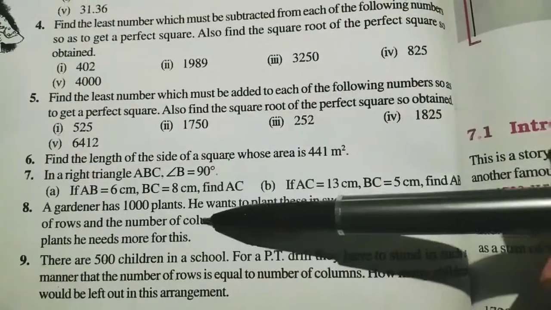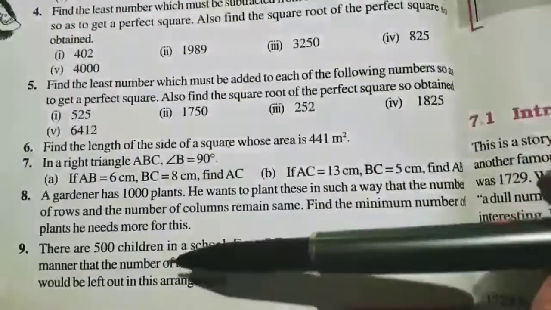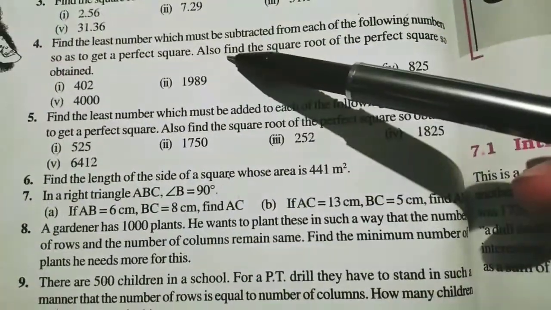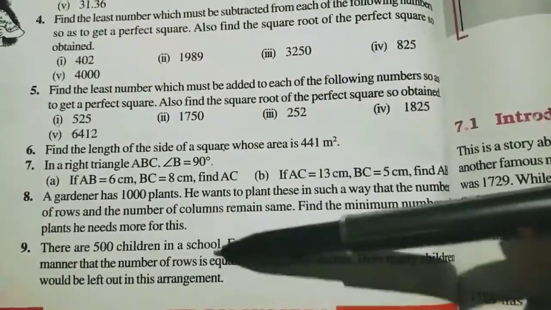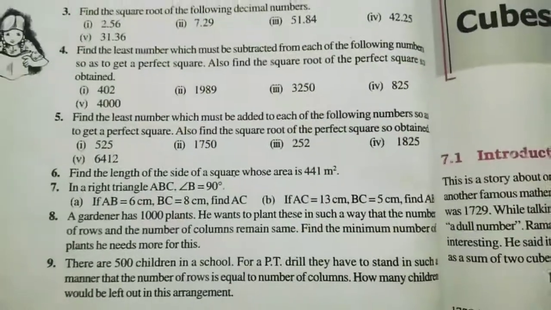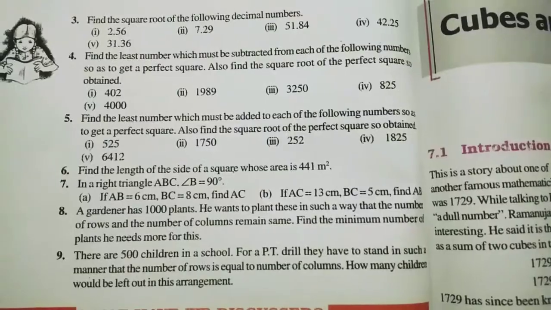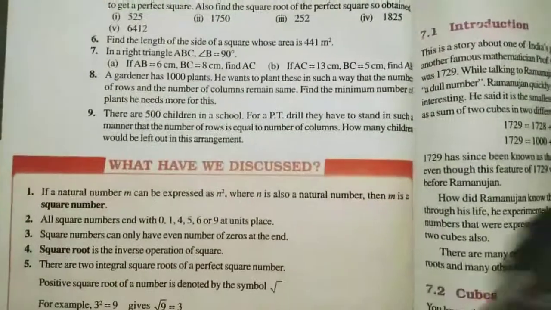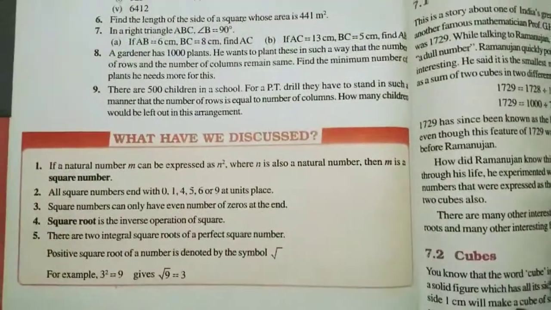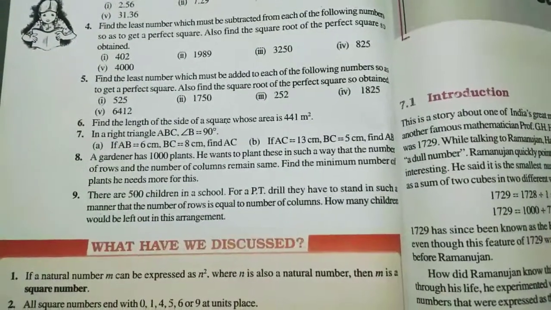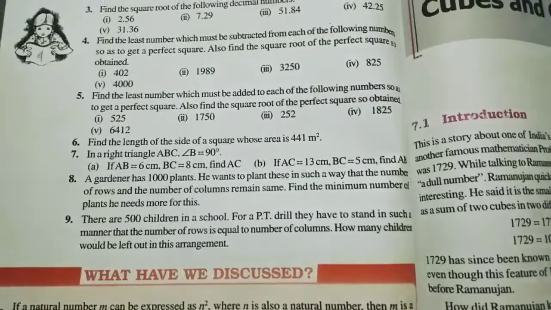Okay, question number 8 is the same as 5 and question number 9 is the same as 4. Same thing, only the language is different. So in this way this exercise 6.4 is complete. If you have any doubt in this question, then you can ask me. And students, this chapter square and square root is also complete. So I again say, if you have any doubt in any question, then you can ask me.